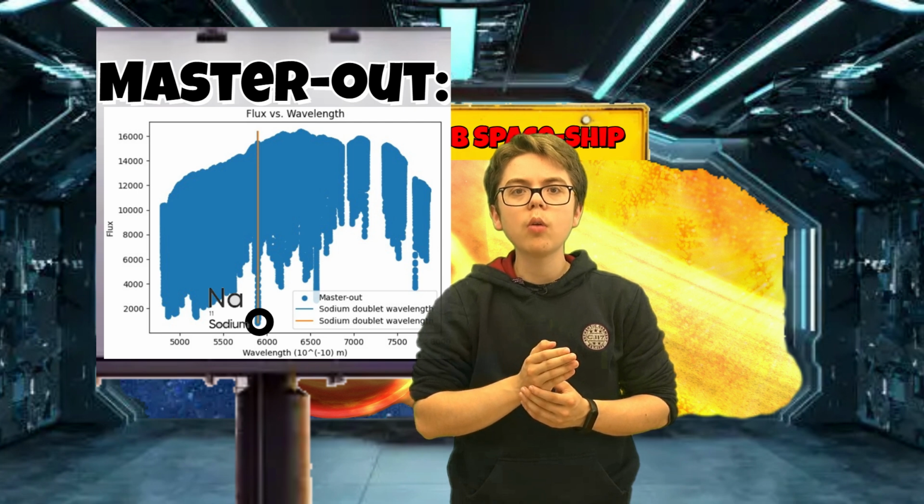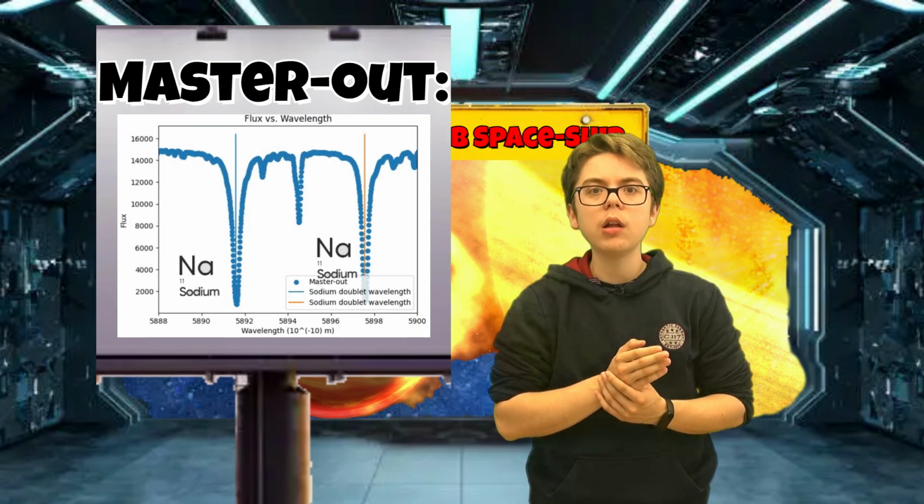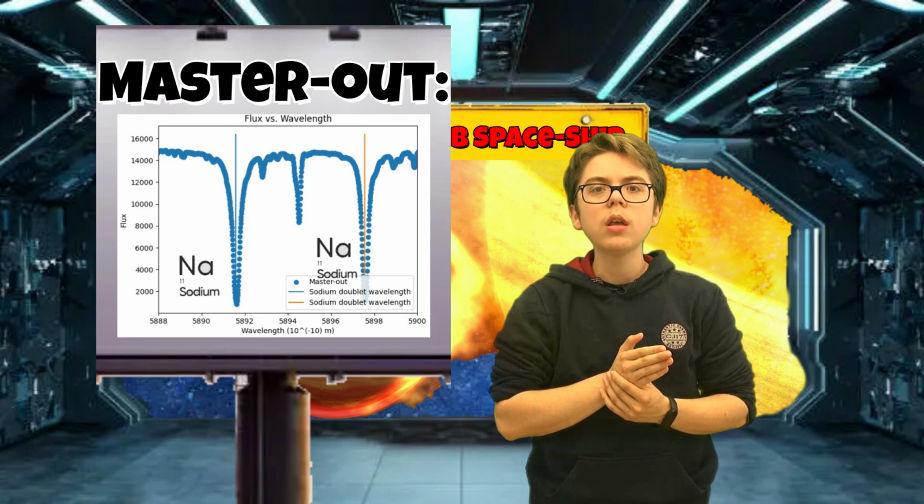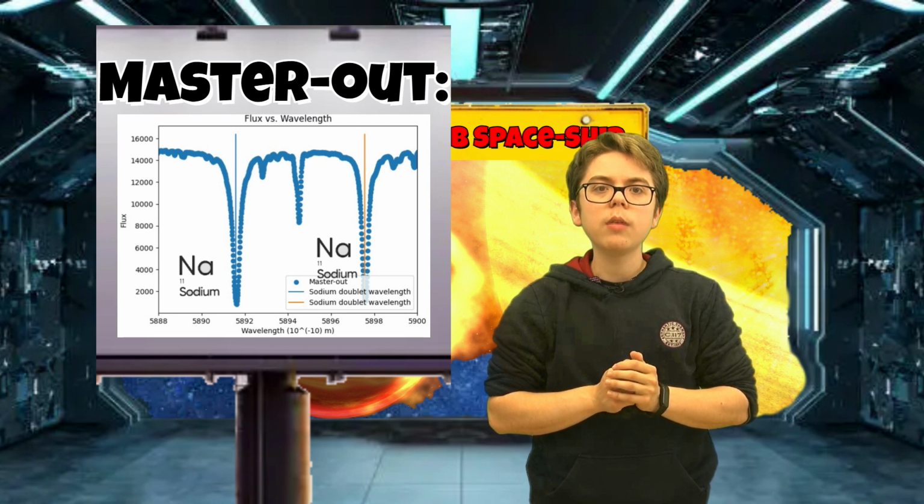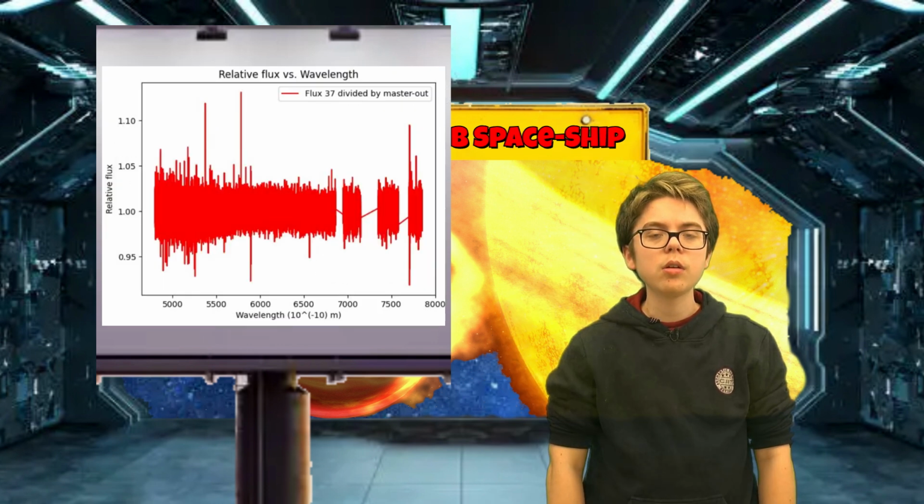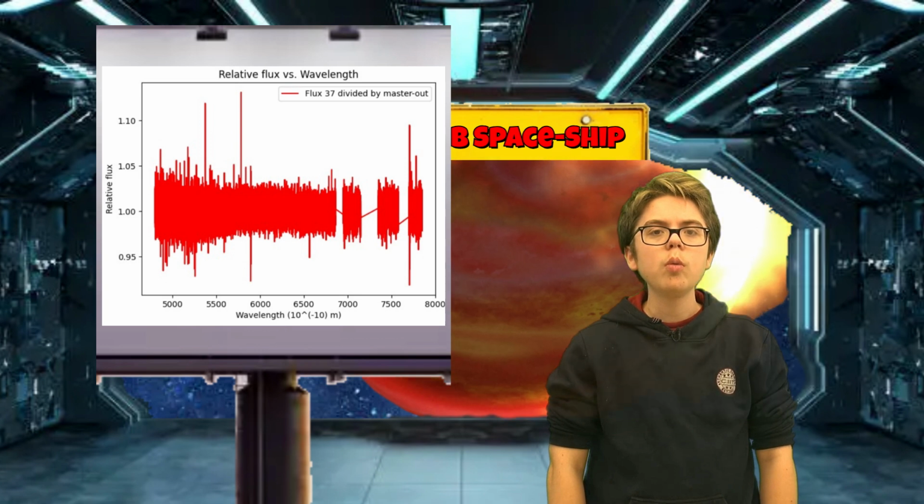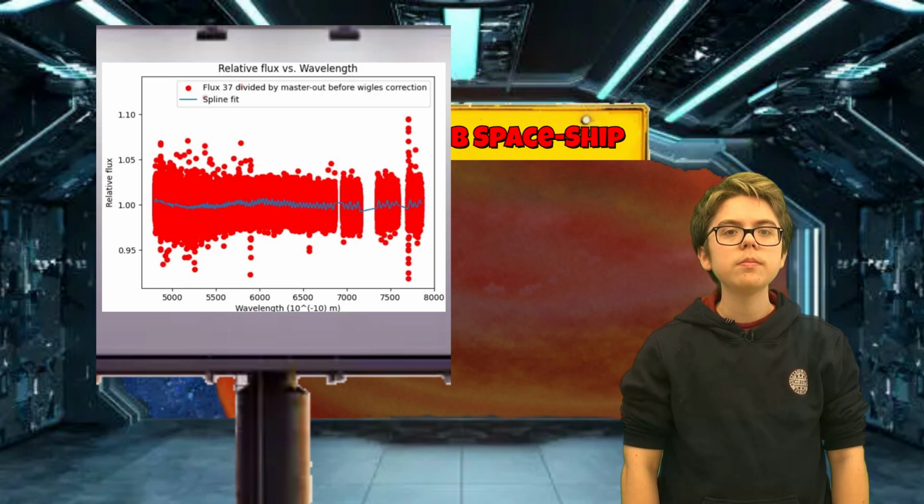If we zoom in on the graphic between 5890 and 5900 Angstrom, it is possible to see the peaks of the sodium doublet. After the construction of the master out, the fluxes obtained immediately before that step must be divided by the master out to remove the star contribution.